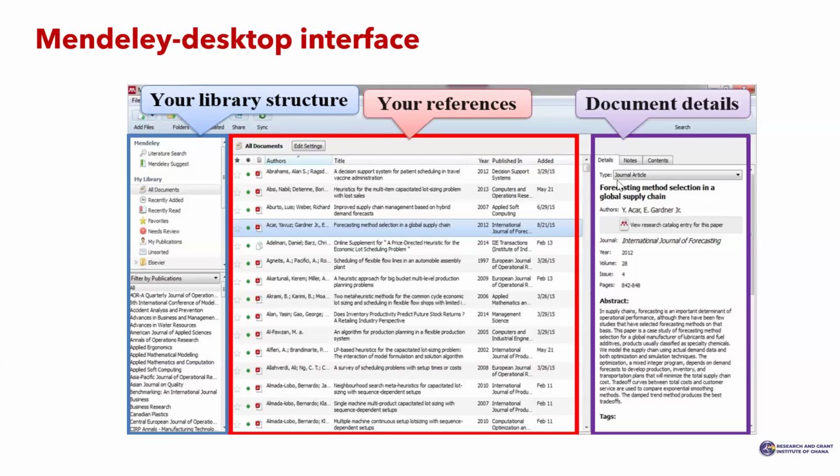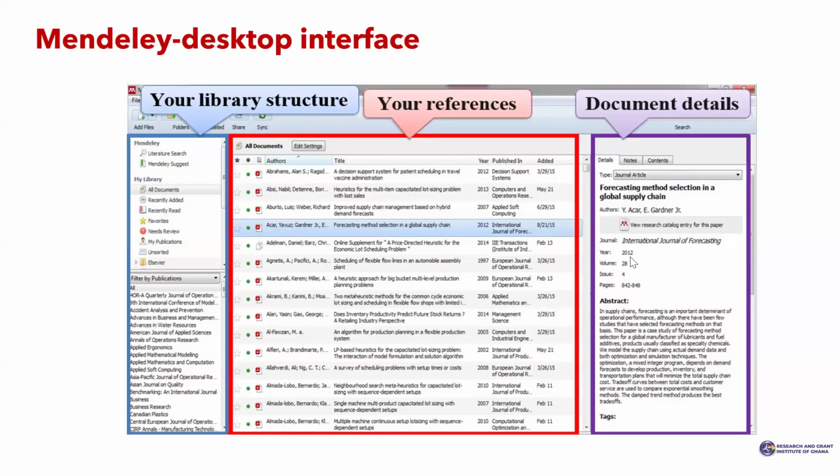Then the paper title is Forecasting Method Selection in a Global Supply Chain. Then the type is journal article. Now, if the paper is not a journal article, and let's say it is a website, over there you will see website. If it is a book, you will see book there. So any paper you are working with, Mendeley is able to tell automatically whether it's a website or not.